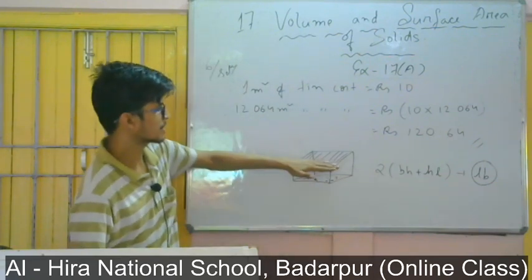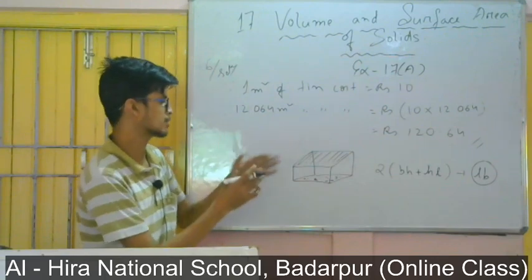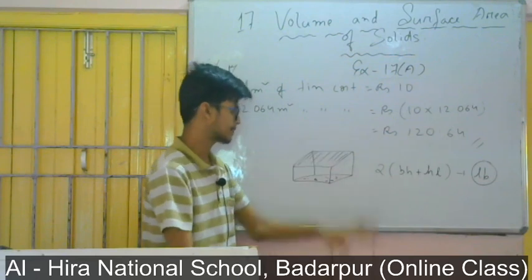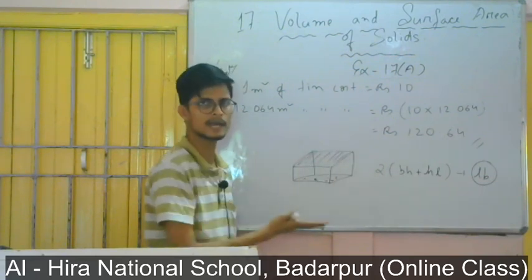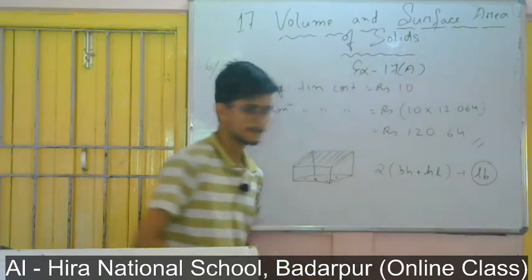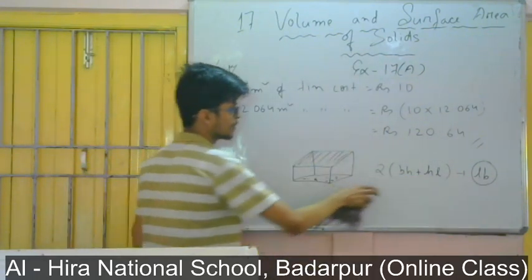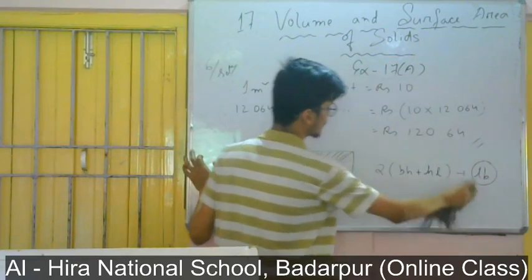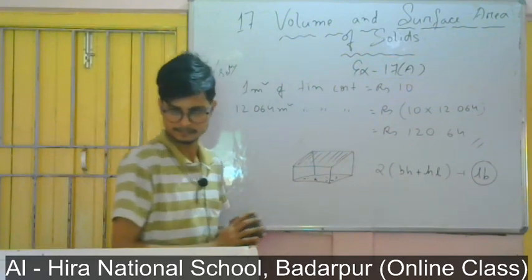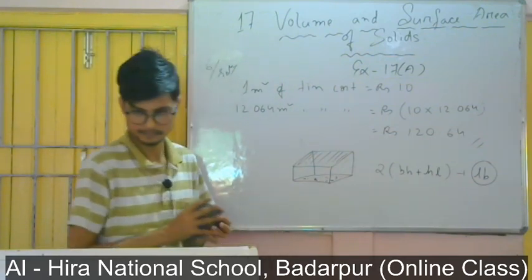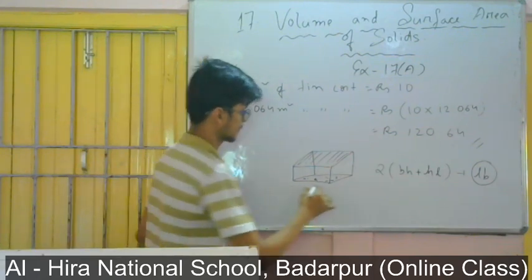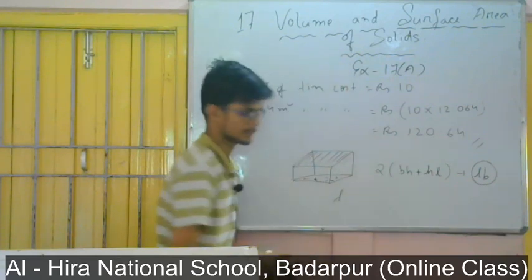The question is only leaving the lid, that means the box should be without the lid, only the upper part will not be there, the rest everything is there: the 4 sides and the base. So for the base I am adding LB. So I will use this formula: 2 into (BH plus HL), and the base LB will be there.